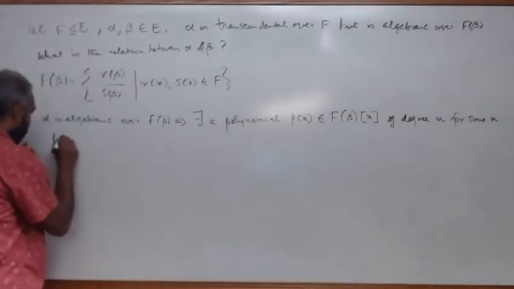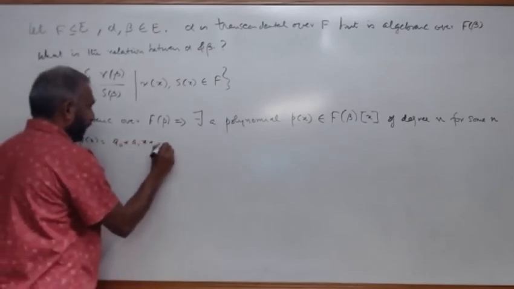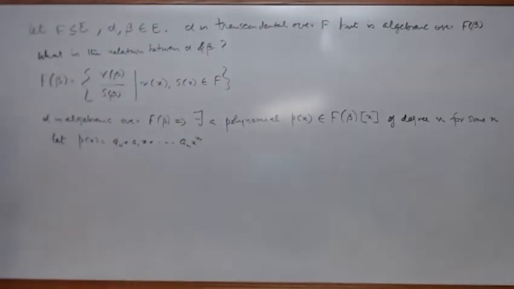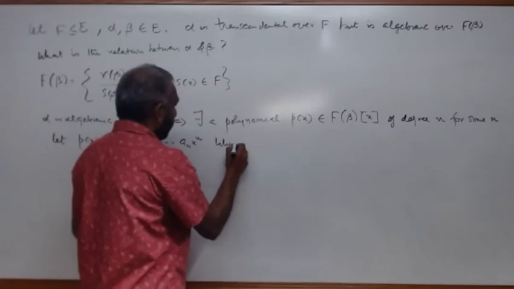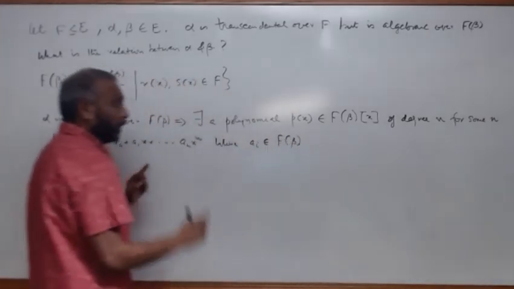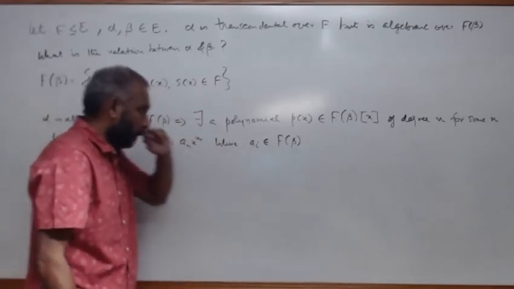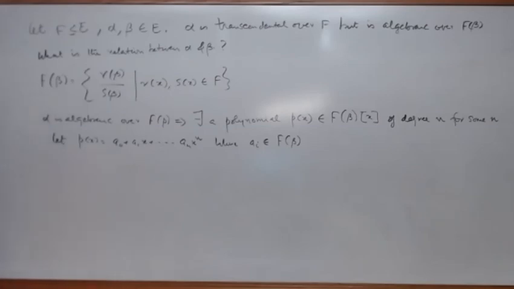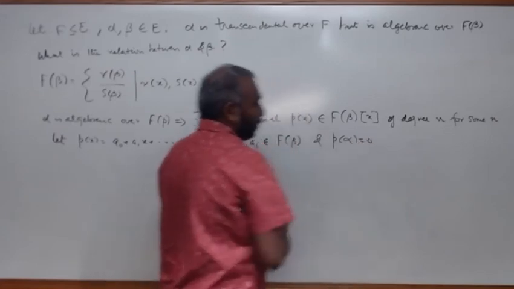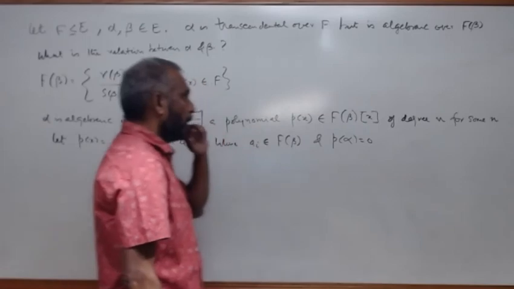So let p of x equal a0 plus a1 x plus ... an x to the power of n, where a_i belongs to F of beta, not F. This is a polynomial over F of beta. And we know that p of alpha is equal to 0 because it is algebraic. And this is an irreducible polynomial.